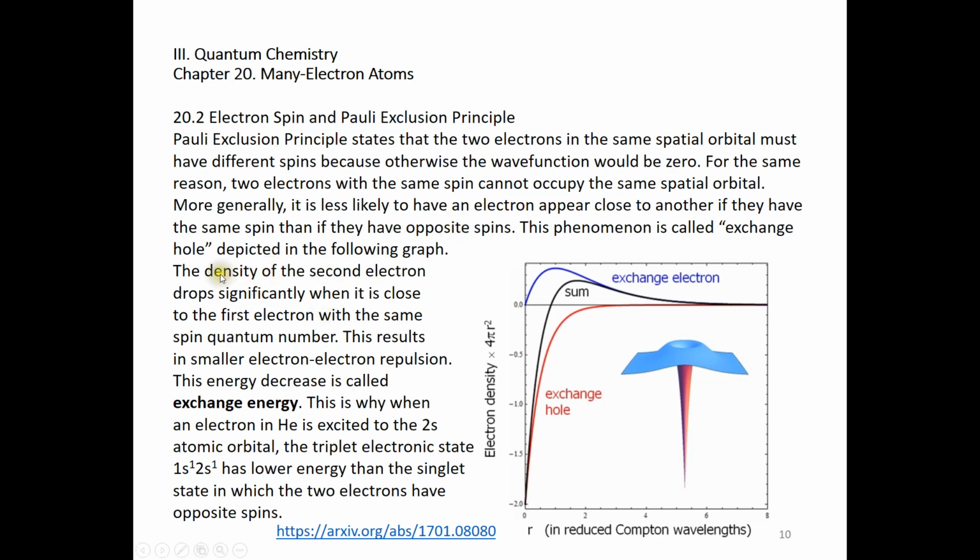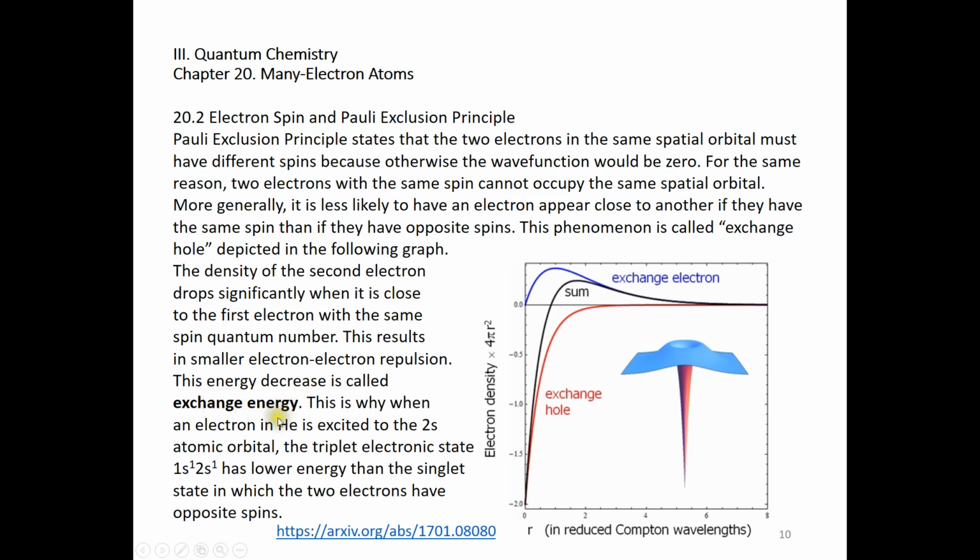And because of this, the density of the second electron may drop significantly when it's close to the first electron with the same spin. And this results in a smaller electron-electron repulsion. So two alpha electrons can better stay away from each other because of this Pauli exclusion principle. And therefore, we have a lower energy between two alpha electrons than the energy between one alpha and one beta, due to the smaller electron-electron repulsion. And this energy decrease is called exchange energy.